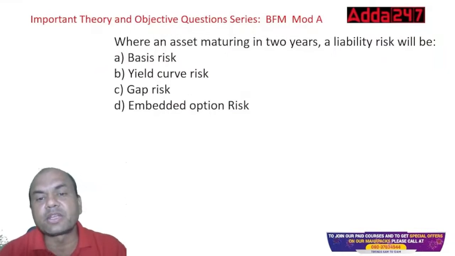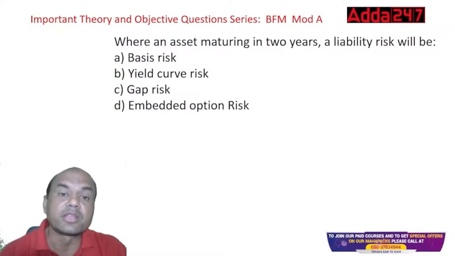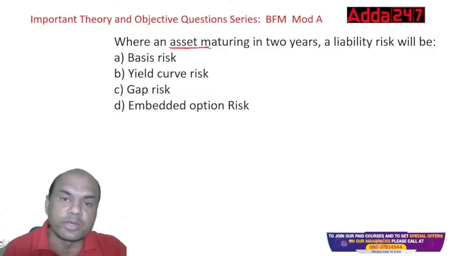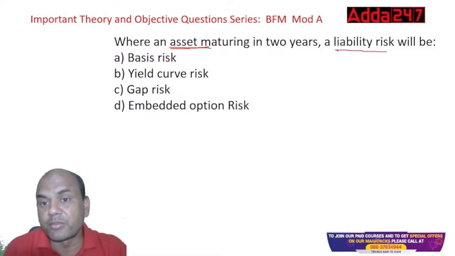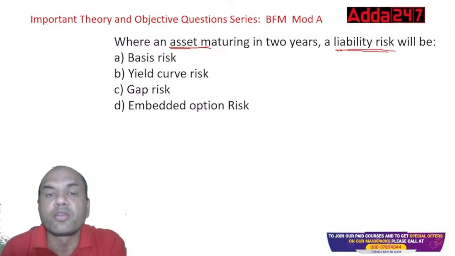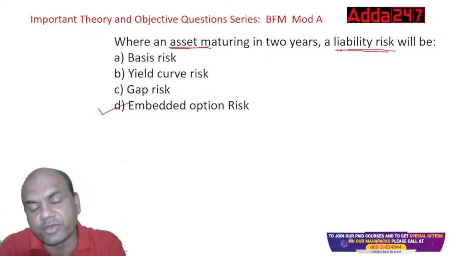When an asset is maturing in 2 years, the liability risk will be, suppose any asset, means a loan, is maturing in 2 years. Okay, 2 years means what? I have given a loan and that person will be paying me after 2 years. So what is the liability risk? Now look at this liability risk. Means what risk will I face from the depositor's angle? Basis risk, yield curve risk, gap risk, embedded option risk. From the depositor side, I'll face this risk, embedded option, right?